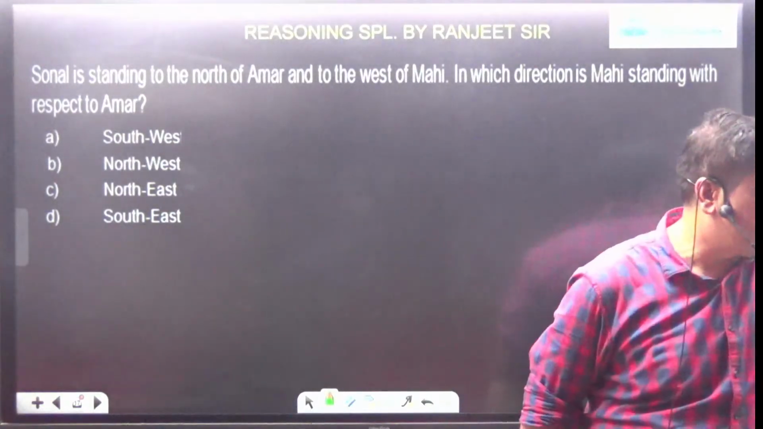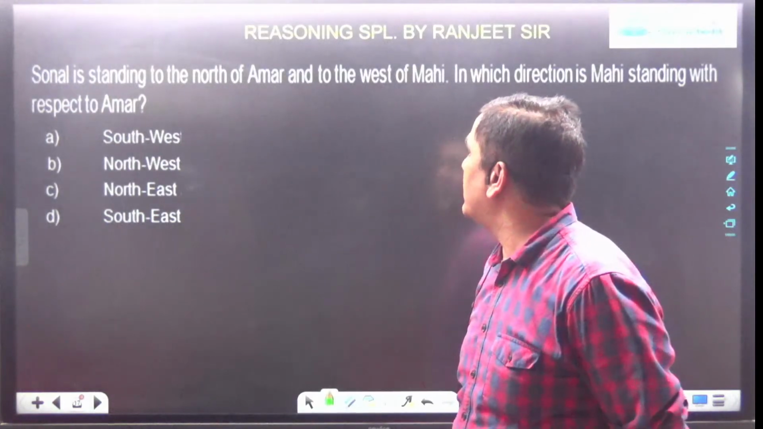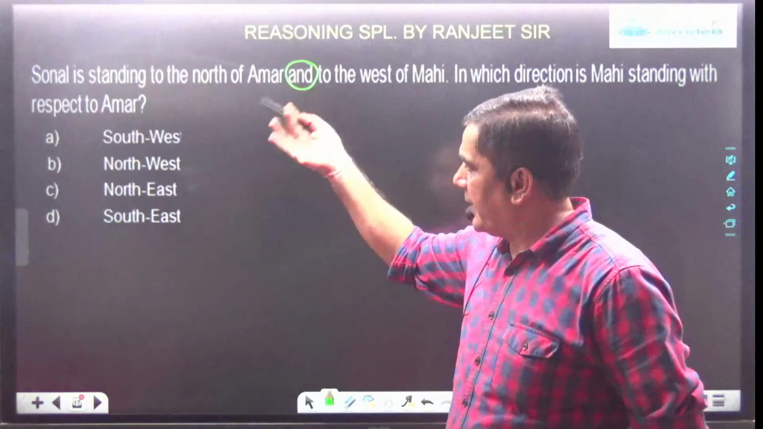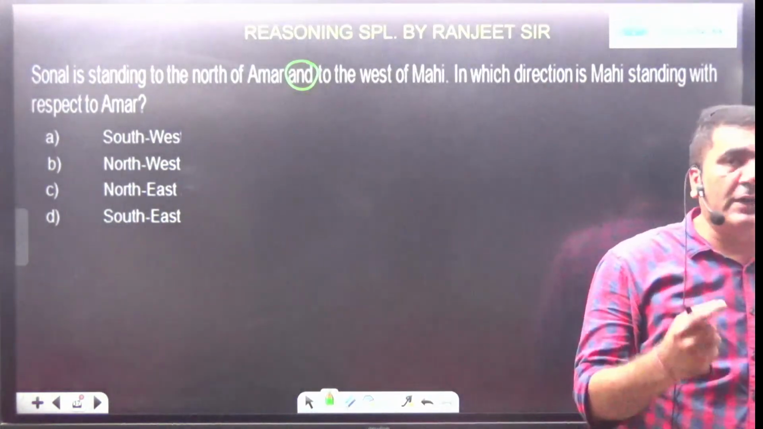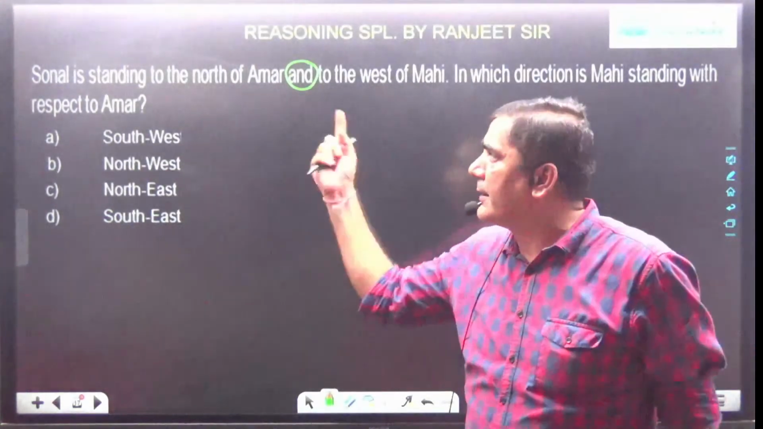Get the answer. Sonal is standing to the north of Amar and to the west of Mahi. My question is, they are saying "and", for whom? Amar or Sonal? Here they have used the word "and". And is for which person? Sonal or Amar? For which one?